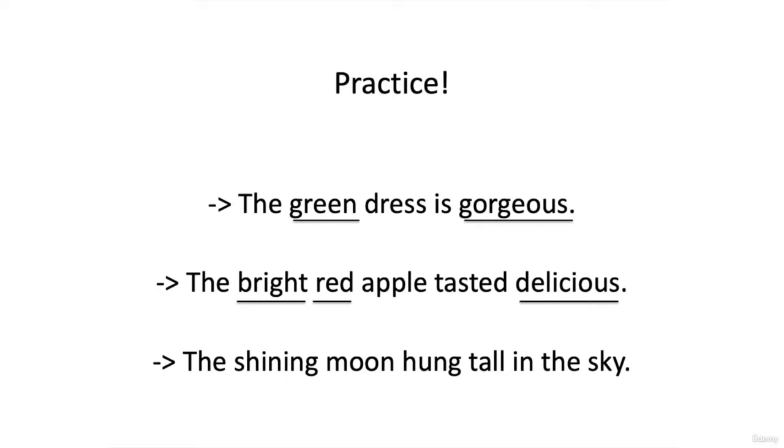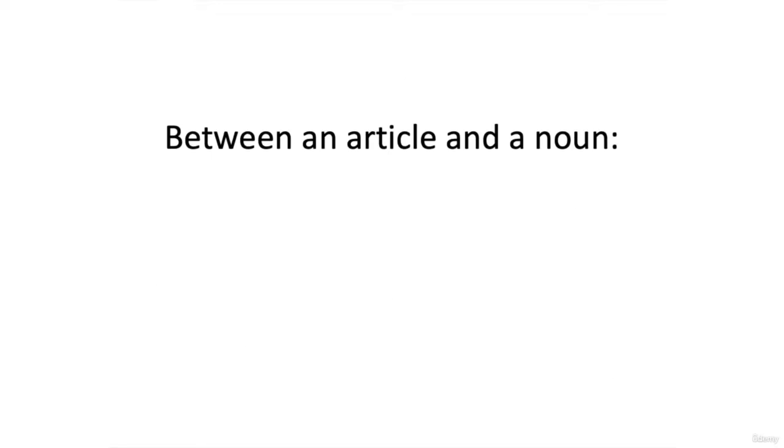The shining moon hung tall in the sky. In this sentence, we have two adjectives to describe the moon: shining and tall. Well done! Now, adjectives can be used in three different ways in a sentence.